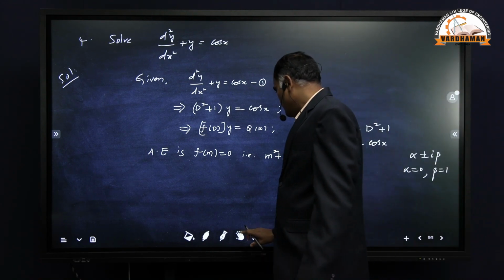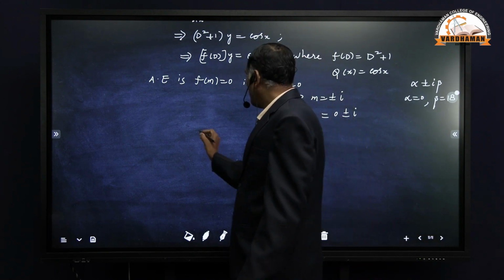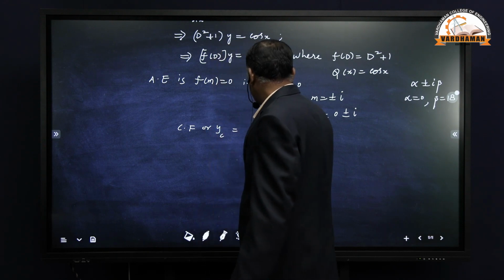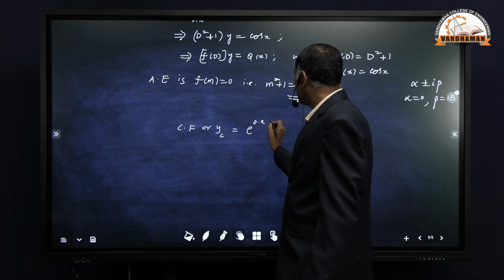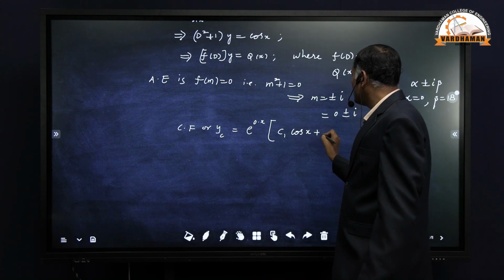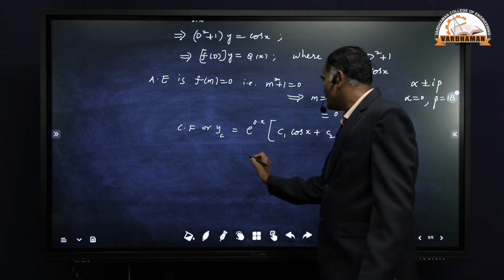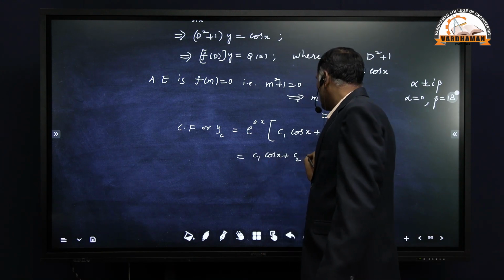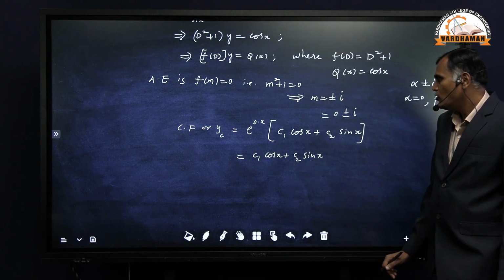Now we will write the complementary function of this problem as like this. The complementary function is given by y_c equals e power alpha x into (c1 cos beta x plus c2 sin beta x). Now this is nothing but c1 cos x plus c2 sin x, where c1 and c2 are arbitrary constants.